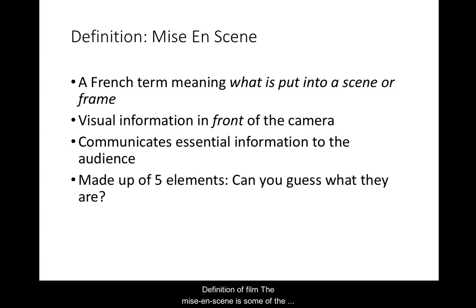As a definition of film, the mise en scene is some of the ways that directors and cinematographers and the many people who work on a movie create essential information and present it to the audience.